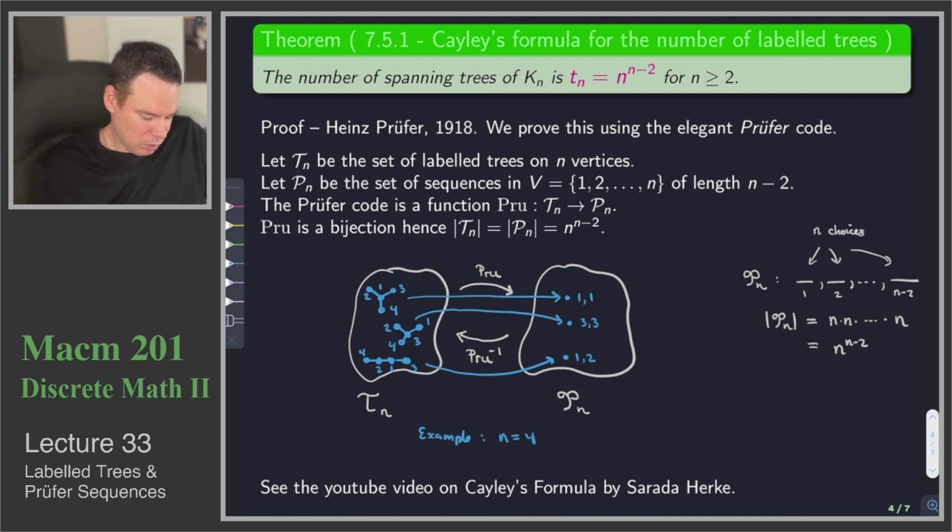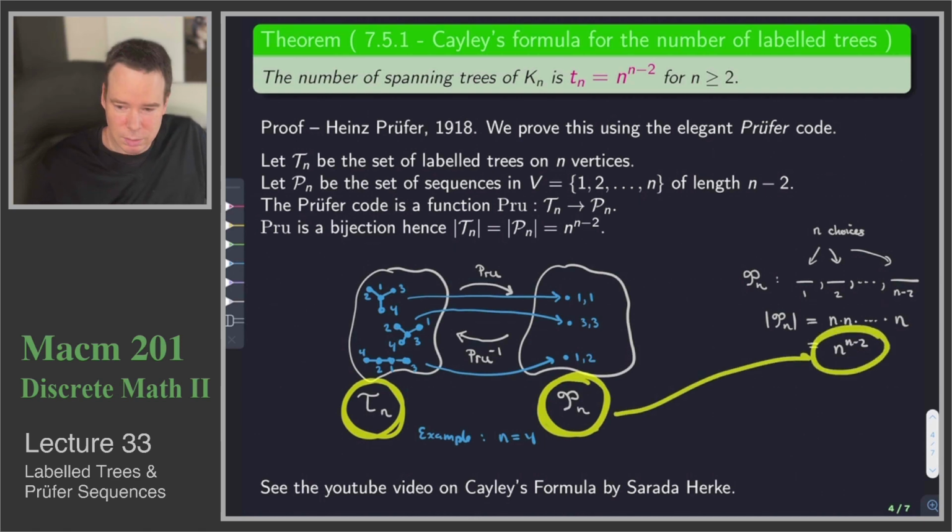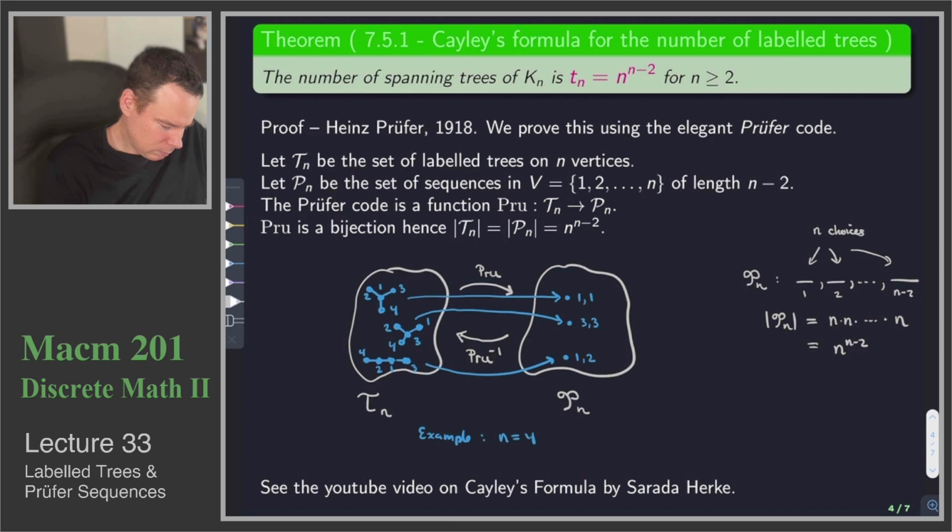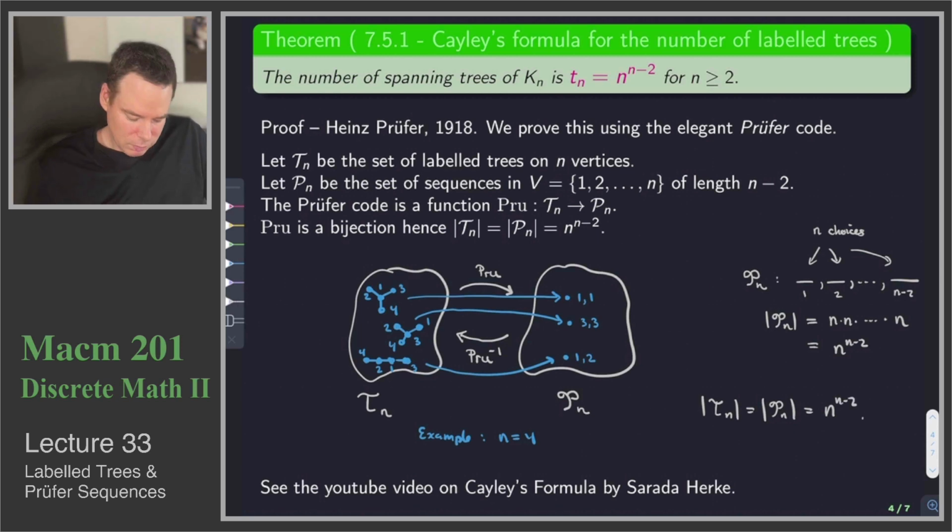But here is the big picture idea. So Heinz Prüfer said for each tree, you can assign a code. And a code is going to be a word in Pn. And it's going to turn out that this is a bijection. So the size of Tn is precisely the size of Pn, and the size of Pn is something we can count. So what we get is that the size of Tn is equal to the size of Pn, which is n to the n minus 2, and therefore the total number of spanning trees of Kn is n to the n minus 2, which is Cayley's formula.